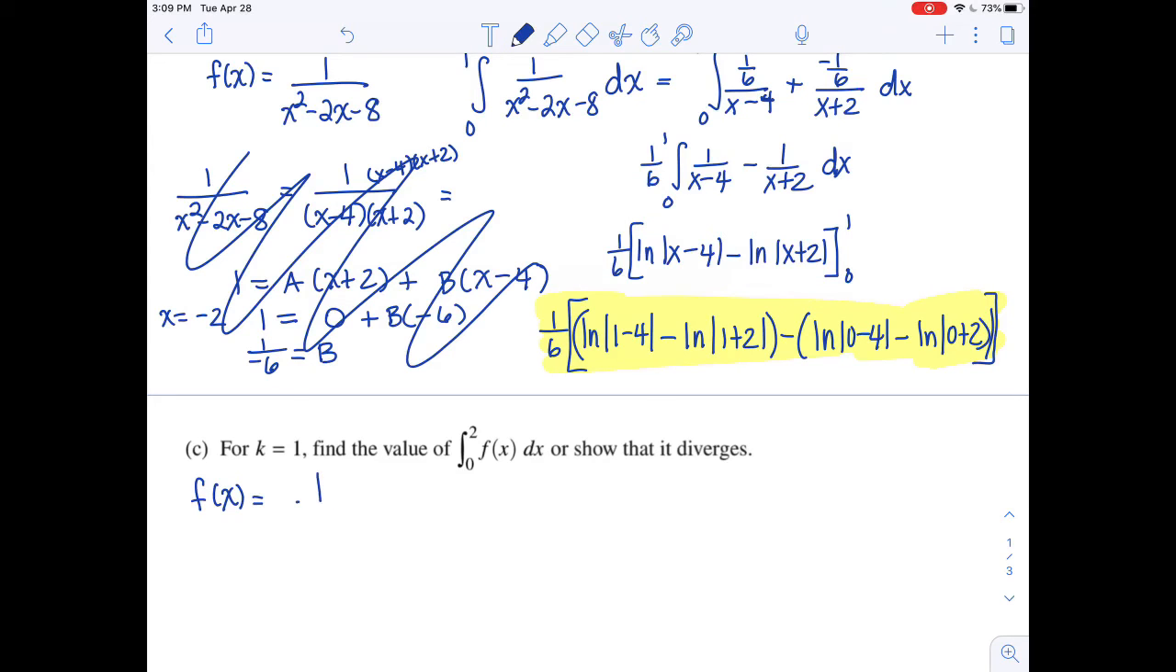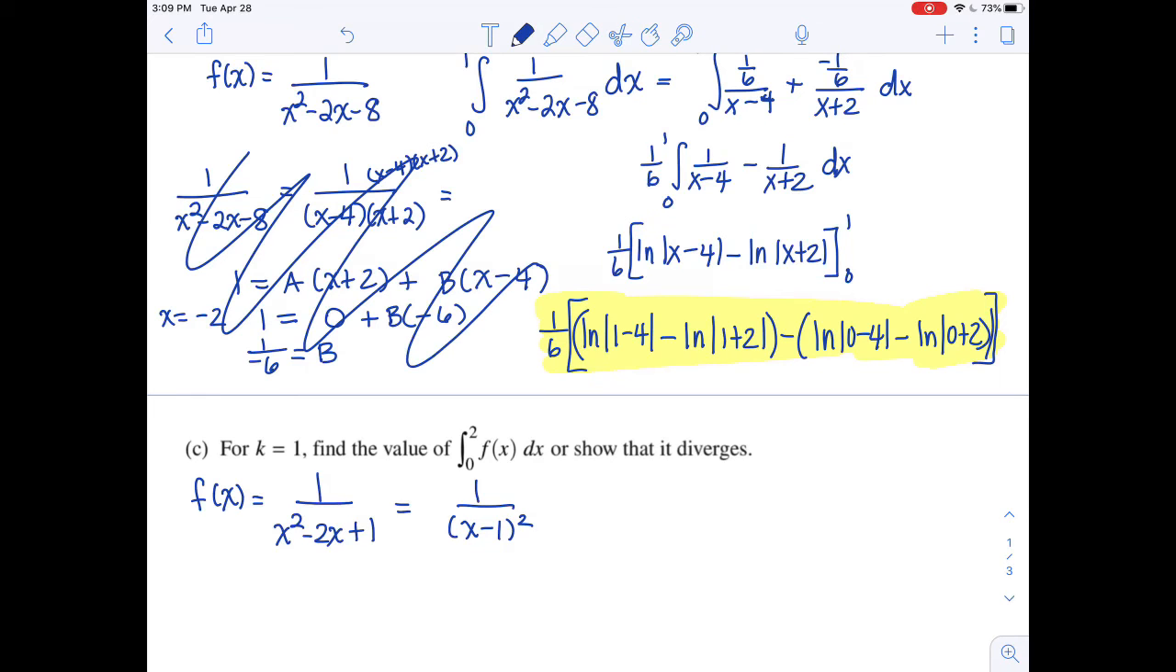Okay, last question. So let me copy down that f of x again. So f of x equals 1 over x squared minus 2x, and this time it's going to be plus 1. You're now working on the integral from 0 to 2, and you're showing that it either diverges or you're finding the value, okay? So let's start by rewriting this in a slightly different form.